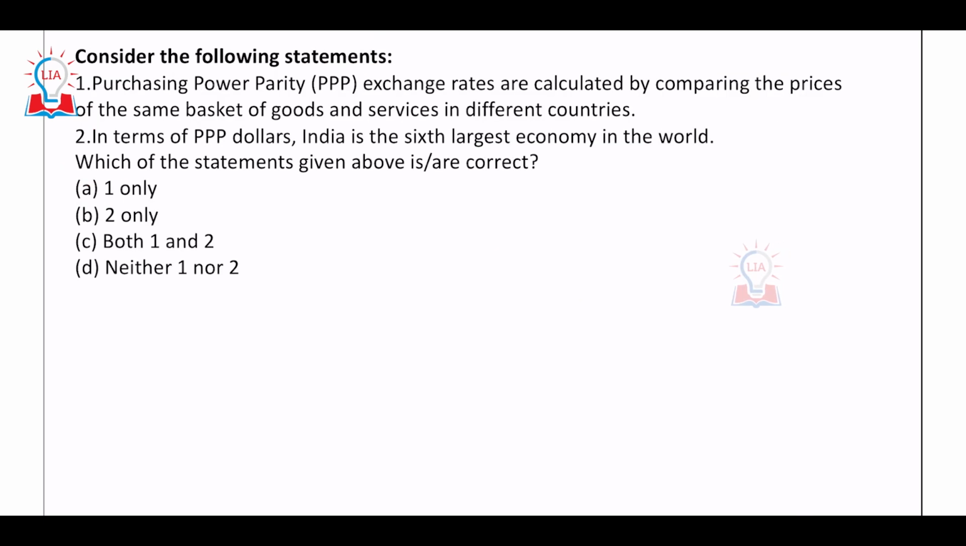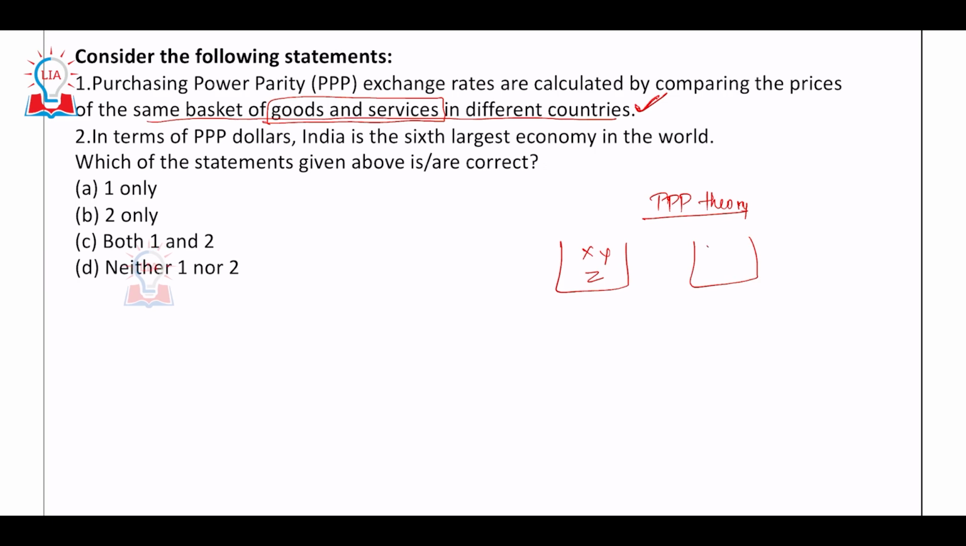Clear? Next, purchasing power parity exchange rates are calculated by comparing the prices of the same basket of goods and services in different countries. Is it right? Absolutely, it is right. Okay, same basket of goods and services you are going to compare, right? So the PPP theory essentially means just this. What is it? You have a basket of goods, right? You have a basket of goods. Let's suppose XYZ is the basket of goods and services.